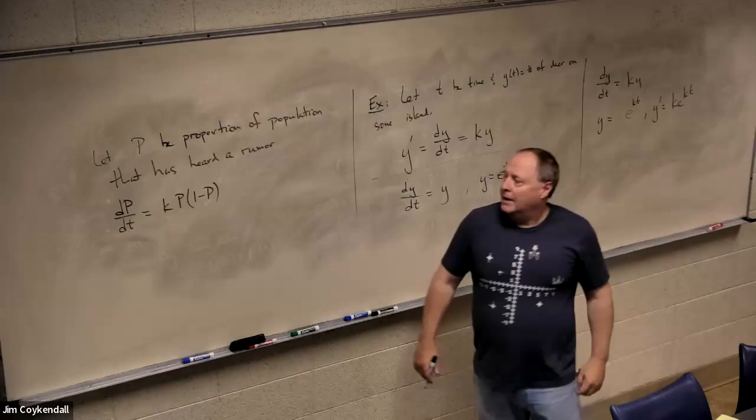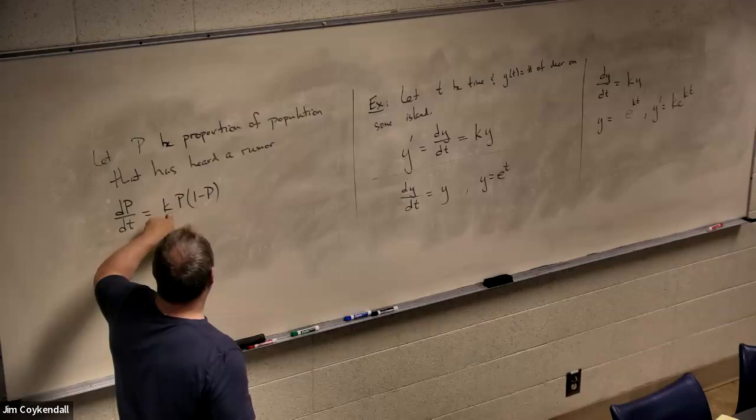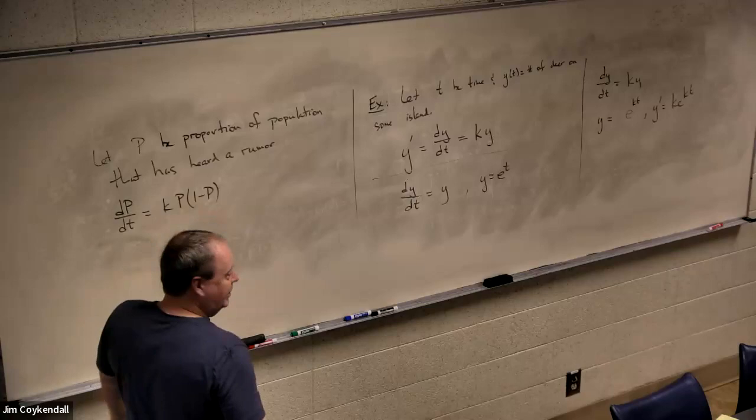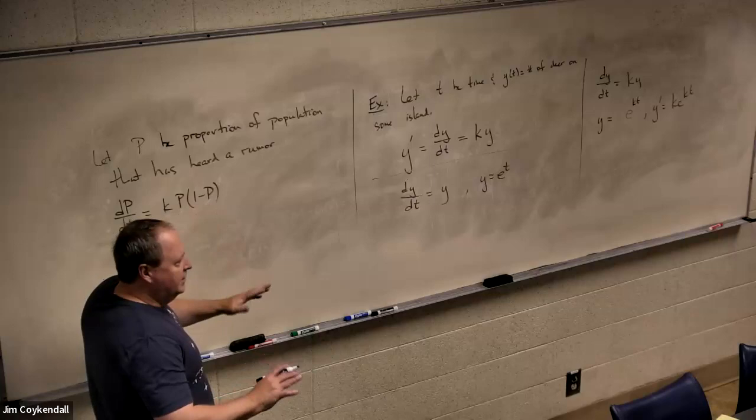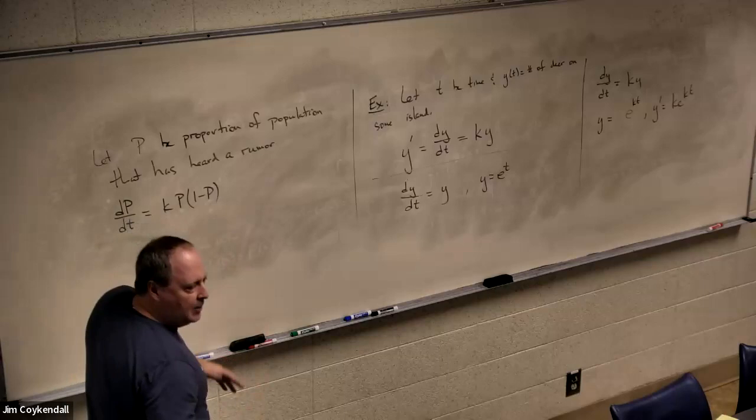And so now we're looking for an unknown function, call it P, and its derivative is a multiple of P times 1 minus P. Notice that when the proportion is near zero, so the rumor maybe hasn't started yet, then this number right here is very close to zero, right? P is almost zero, and your change is almost nothing, because there are not many people spreading the rumor.